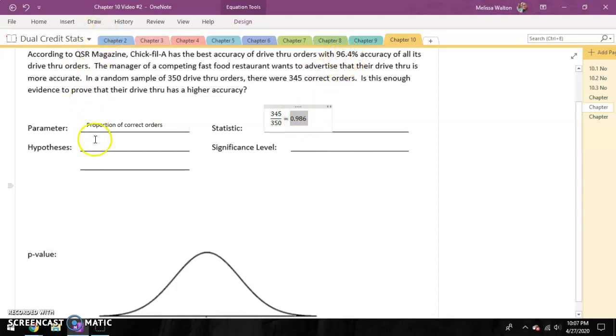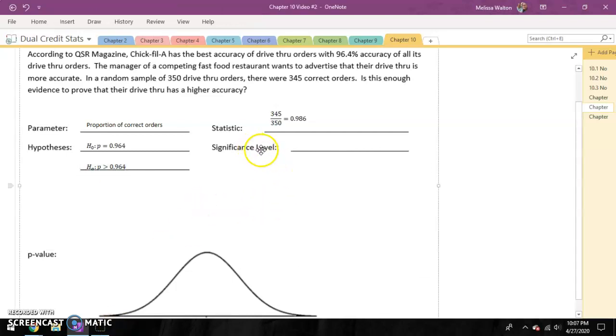All right, so let's go ahead and write our hypotheses. So first off, our null hypothesis is just going to be, hey, the proportion is the same as Chick-fil-A. There's not enough to say that it is greater or less than, just, hey, the proportion is going to be the same as Chick-fil-A. However, our alternate hypothesis is going to be that our proportion of correct orders is greater than Chick-fil-A, is greater than 0.964.